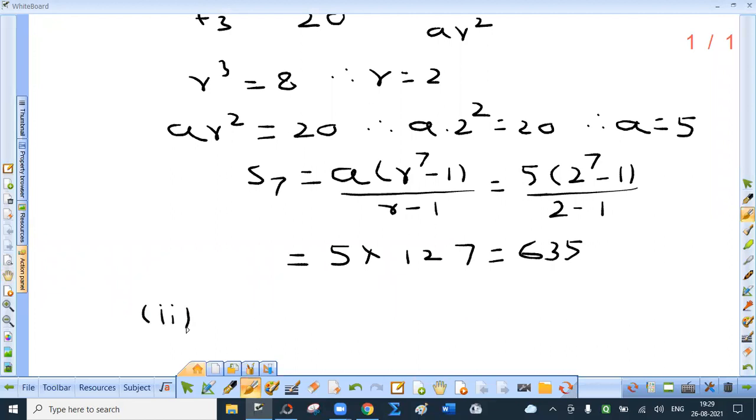Second is similar. Answer is 2046. So that's it for today.